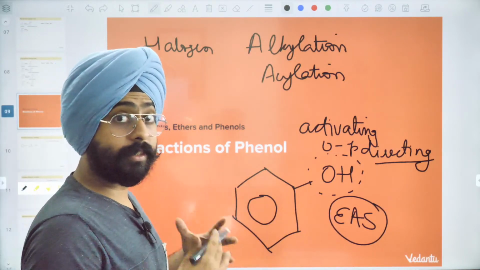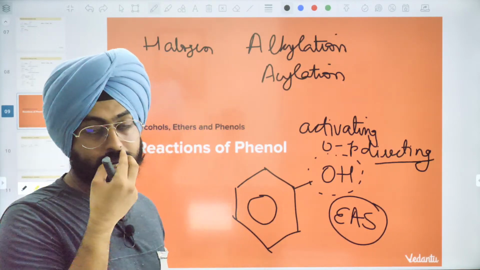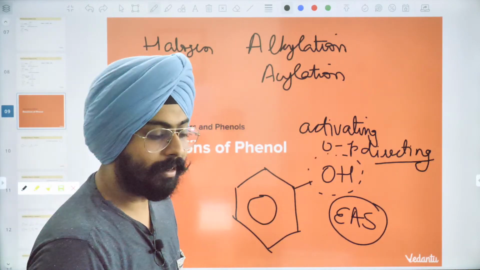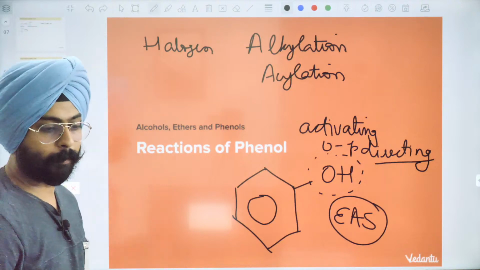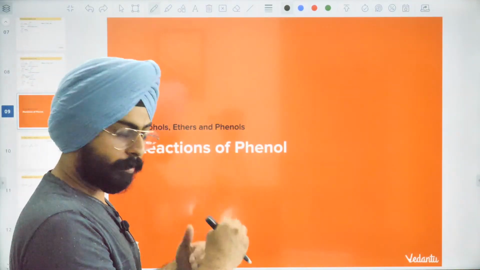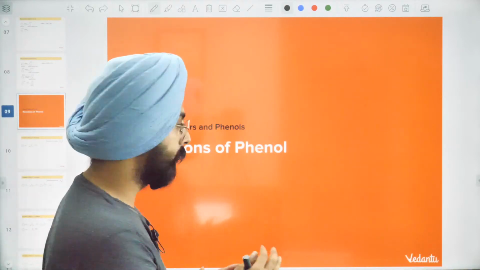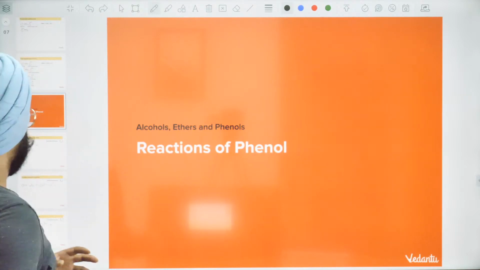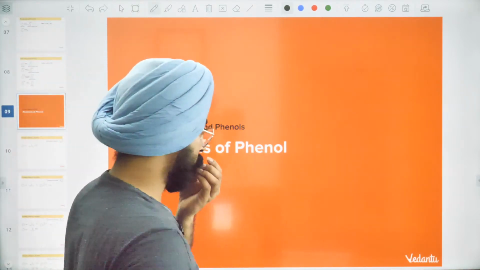The only thing is its rate is much higher for electrophilic aromatic substitution compared to benzene because of the presence of this activating and ortho para directing group. ठीक है, बढ़िया. So now apart from electrophilic aromatic substitution, we will see some examples of that as well in this class in due time. But there are some more reactions that we need to understand.